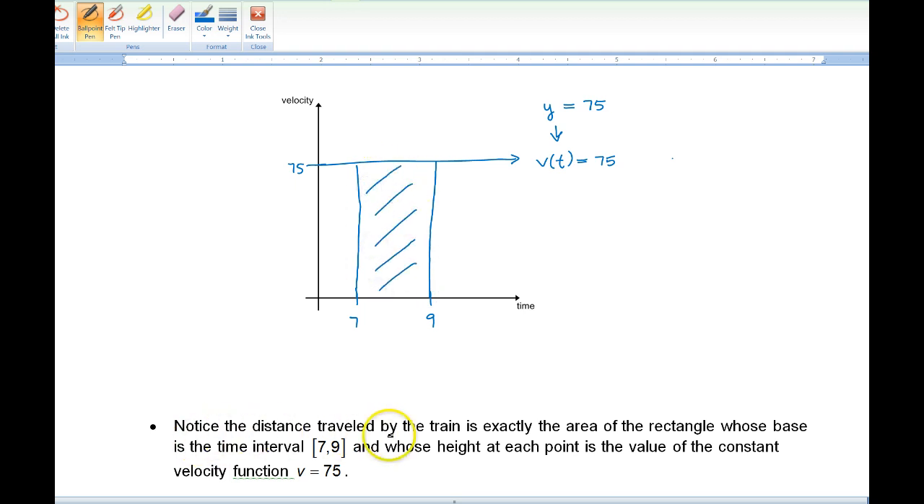So we want to notice that the distance traveled by the train is exactly the area of the rectangle, whose base is the time interval from 7 to 9, and whose height is the velocity function, 75. If we look at this, the height is 75, the base is 2, multiply for the area, and we get 150.